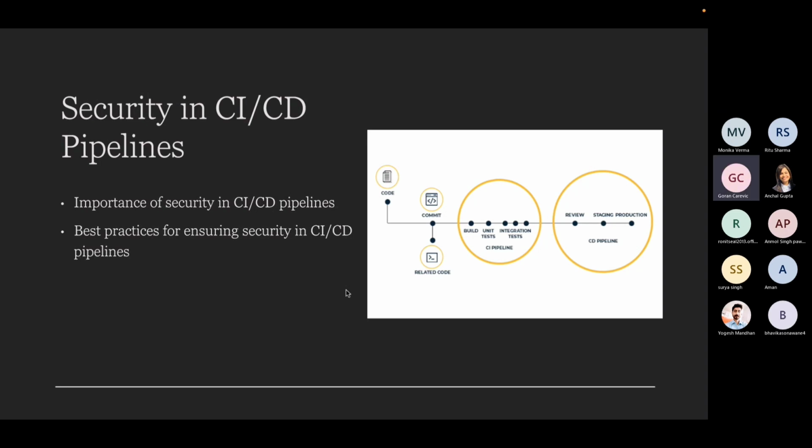Some of the importance of securing CI/CD pipelines is that security breaches can basically lead to sensitive data exposure, intellectual property theft, or other security incidents. A breach in the CI/CD pipeline can also result in the deployment of compromised code into the production environment, leading to more security incidents that can be difficult to detect and remediate.